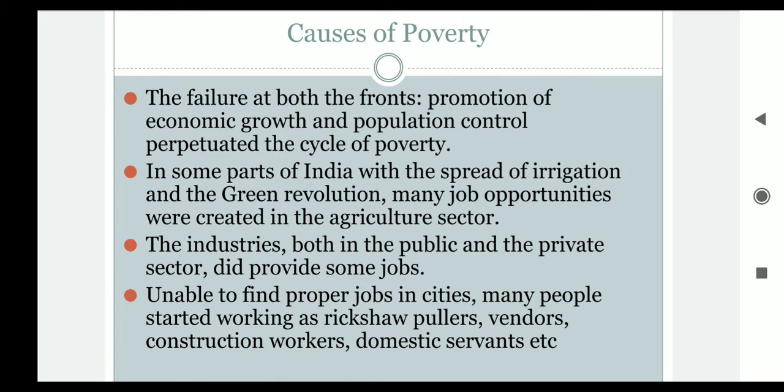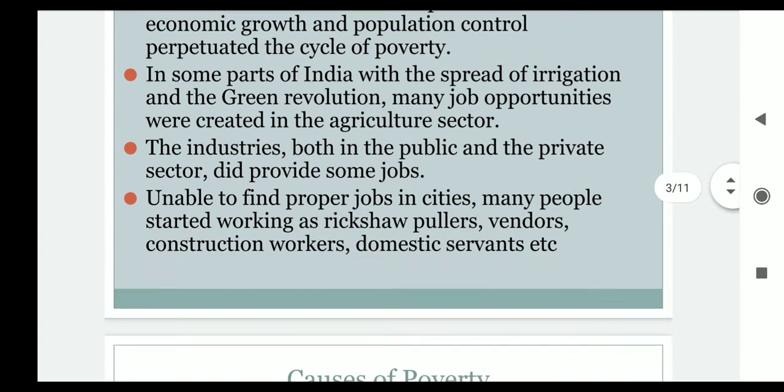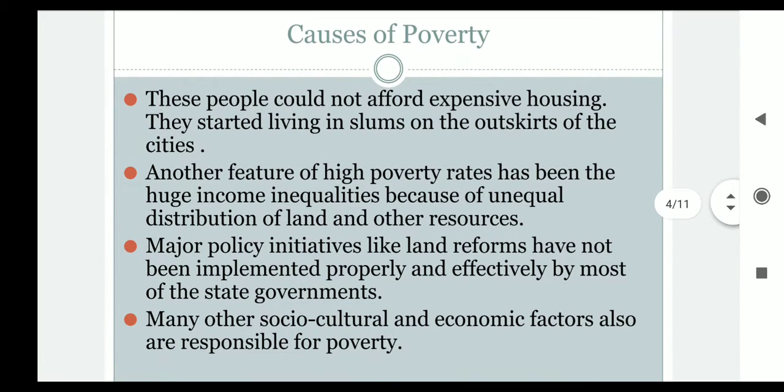In some parts of India, with the spread of irrigation and the Green Revolution, many job opportunities were created in the agriculture sector. The industries, both in public and private sector, did provide some jobs. Unable to find proper jobs in cities, many people started working as rickshaw pullers, vendors, construction workers, domestic servants, etc. These people could not afford expensive housing. They started living in slums on the outskirts of the cities.